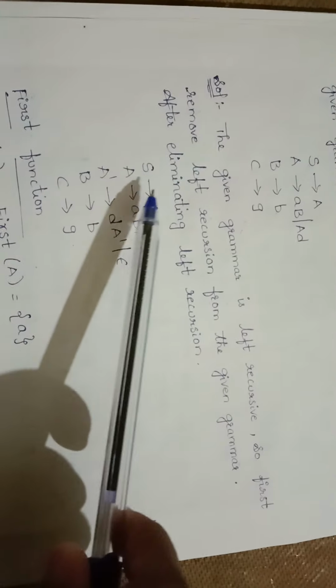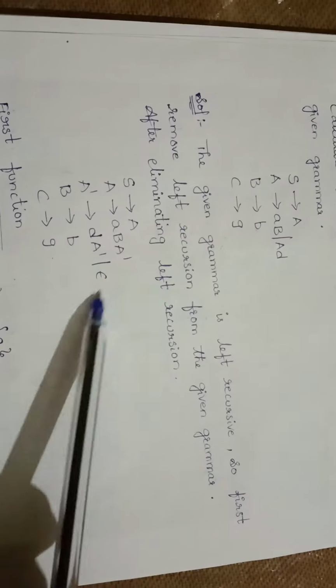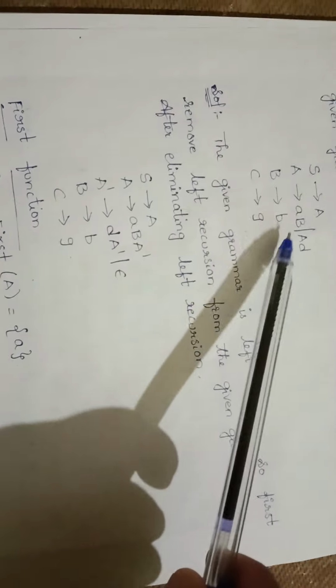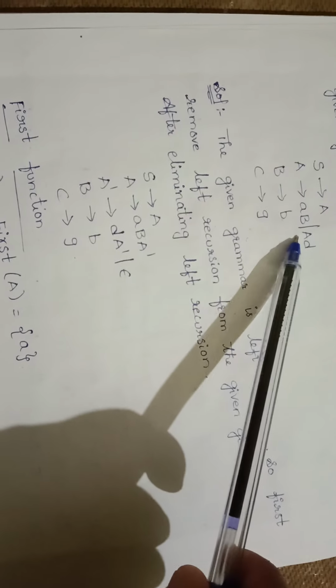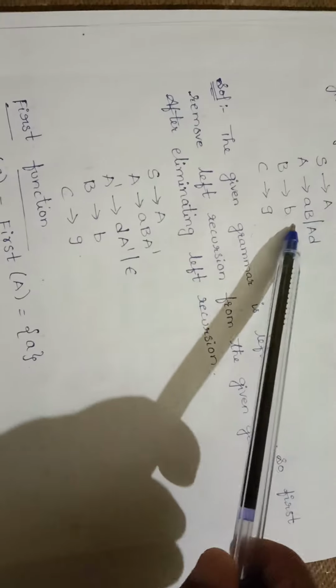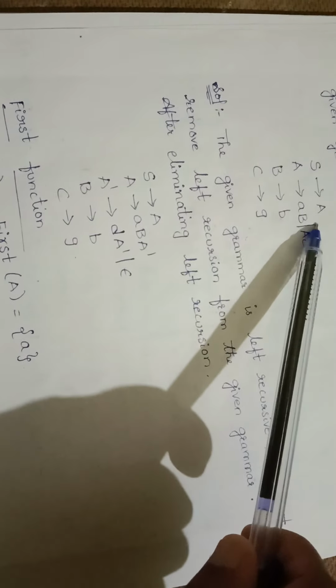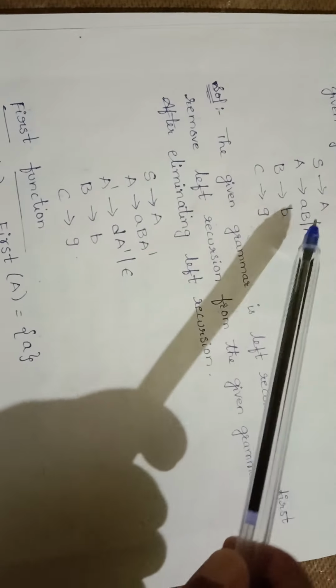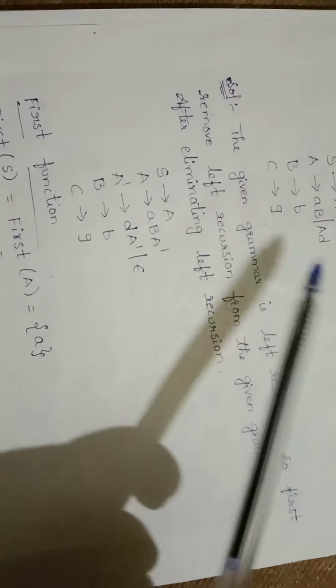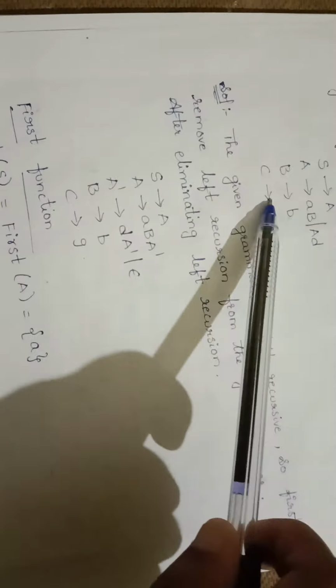So after eliminating the left recursion, the grammar becomes S tends to A, A tends to D A dash, and A dash tends to B A dash or epsilon. And here we are not having any left recursion. B tends to b, C tends to g.